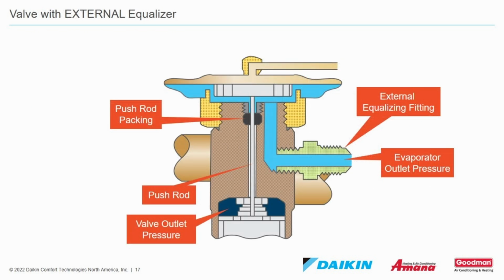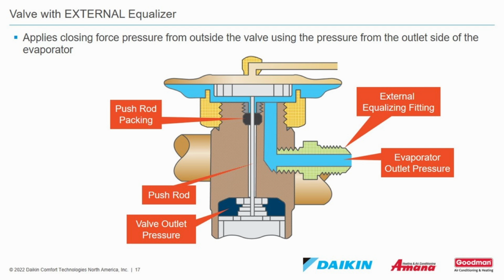Thermostatic expansion valves with an external equalizer apply closing force pressure from outside the valve, using the pressure from the outlet side of the evaporator.